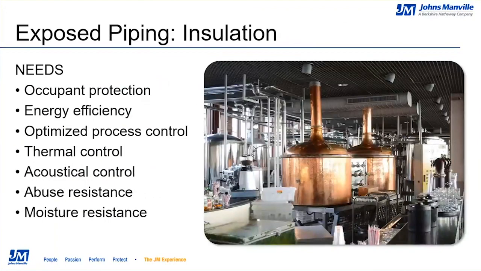Moving on from HVAC systems, let's take a look at the insulation materials that are available for exposed piping applications. As you can see, many of the requirements are the same as you'll find in the duct systems, with a few more nuances. Occupant protection. Again, if you have hot pipes, you will want to make sure these are not left in exposed areas where people can touch them. It is a major burn risk that can be easily avoided. Energy efficiency, optimized process control, thermal control, acoustical control, abuse resistance, and moisture resistance.